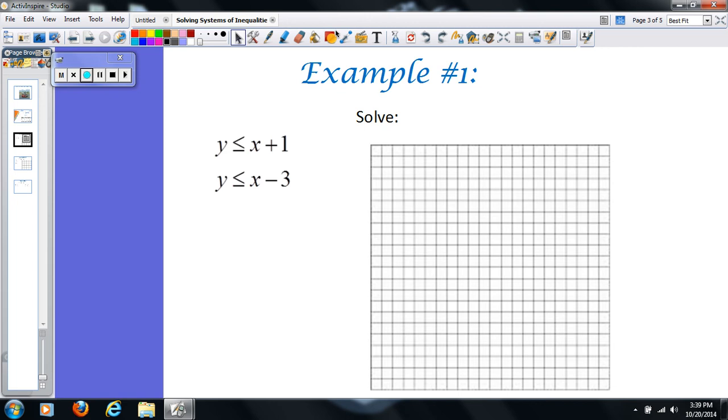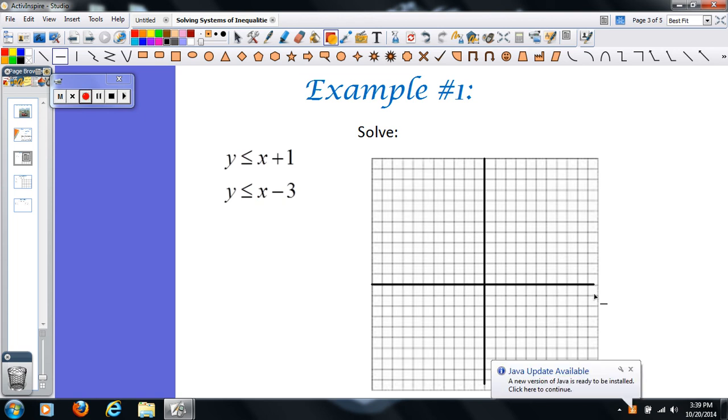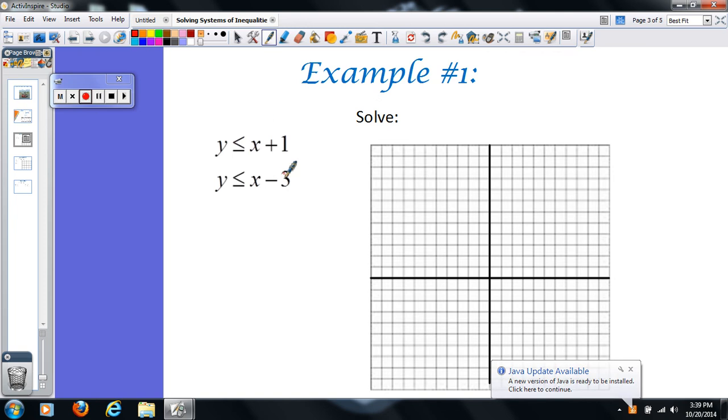First thing I'm going to do just to get started for these problems is go ahead and put my x and my y axis in here. Close enough. Okay. Now, the only way to solve a system of linear inequalities is by graphing it.